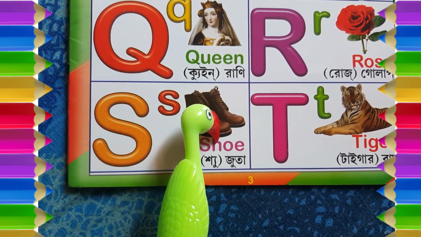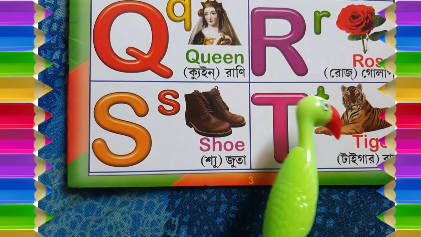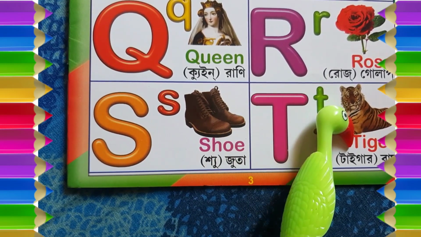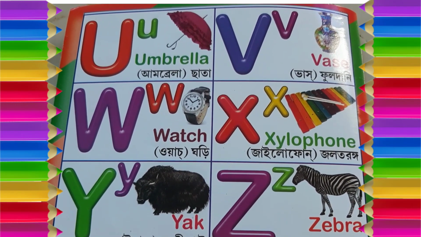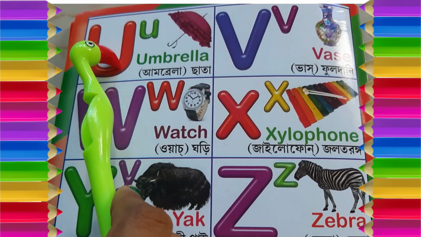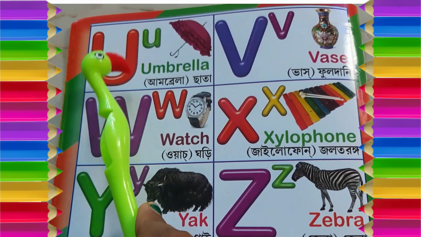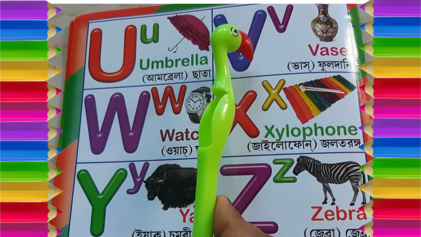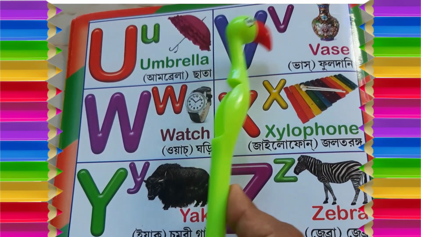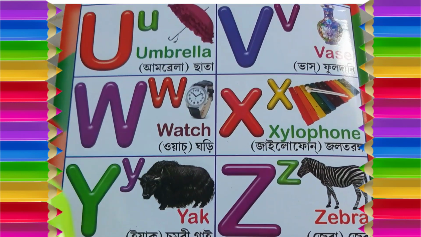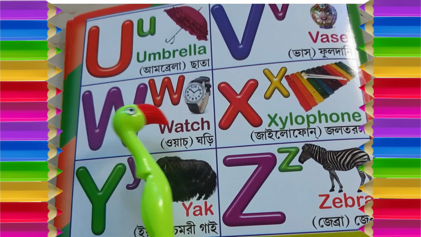T. T for tiger. U. U for umbrella. V. V for verse. W. W for watch.